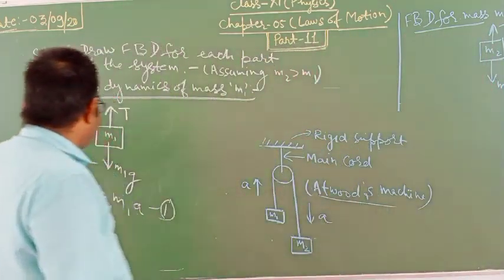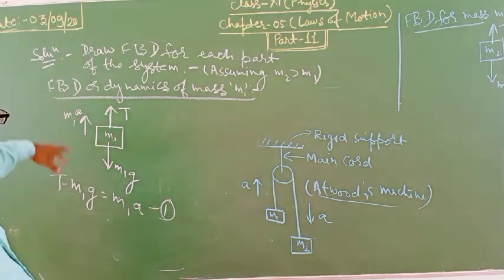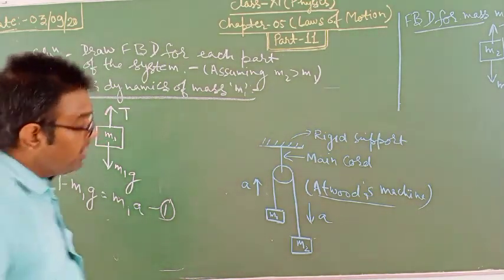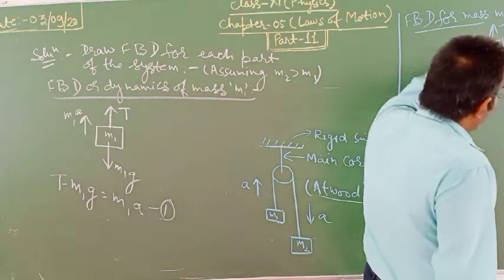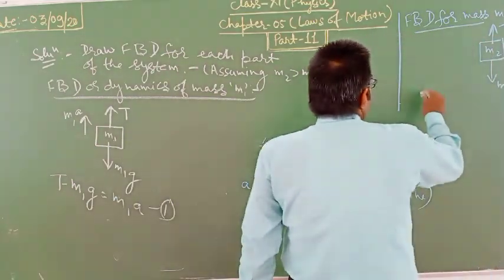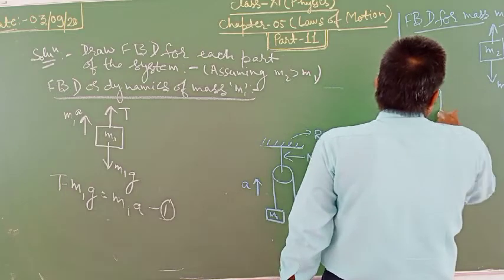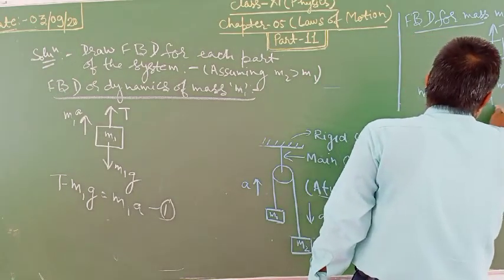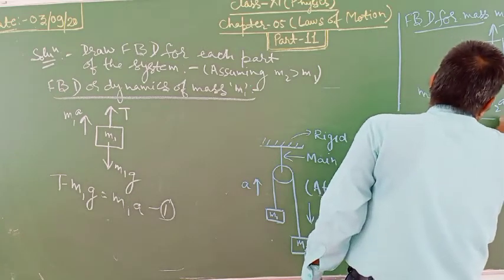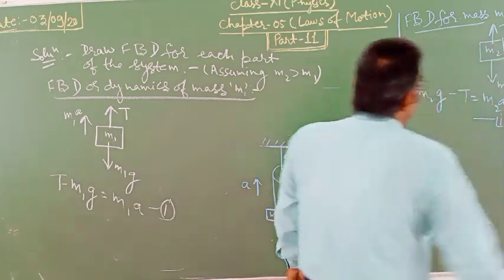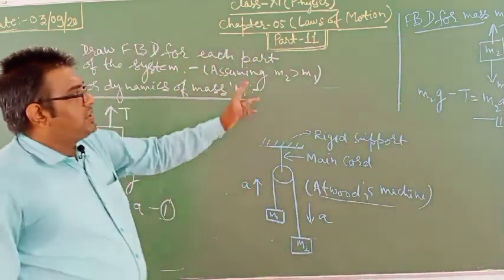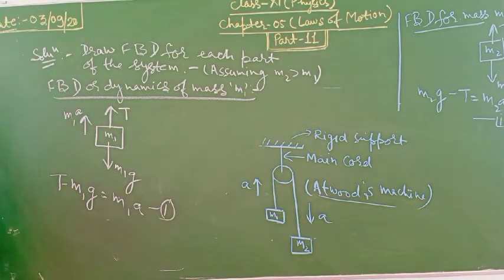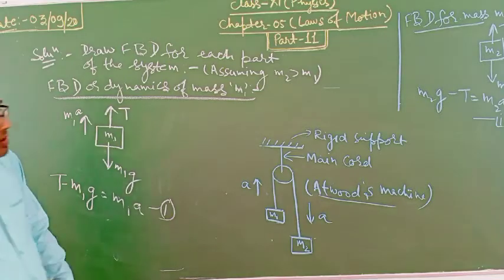Now here, since mass M1 is moving in the upward direction, we have written T minus M1G is equal to M1A. Now look at here, students, M2 is moving in the downward direction, so the equation will be M2G minus T is equal to M2A. Right, it is equation number 2. So for mass M1 and mass M2 we have drawn the free body diagrams, and then the free body diagram for the pulley.